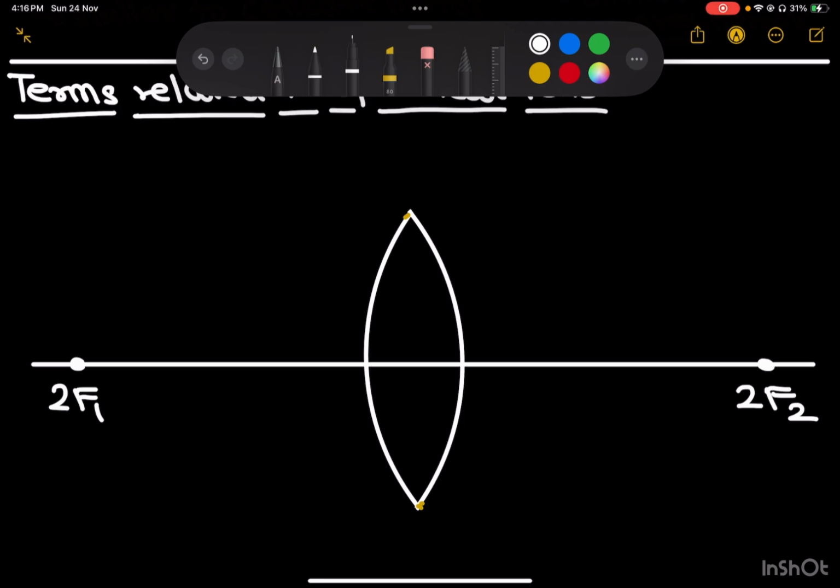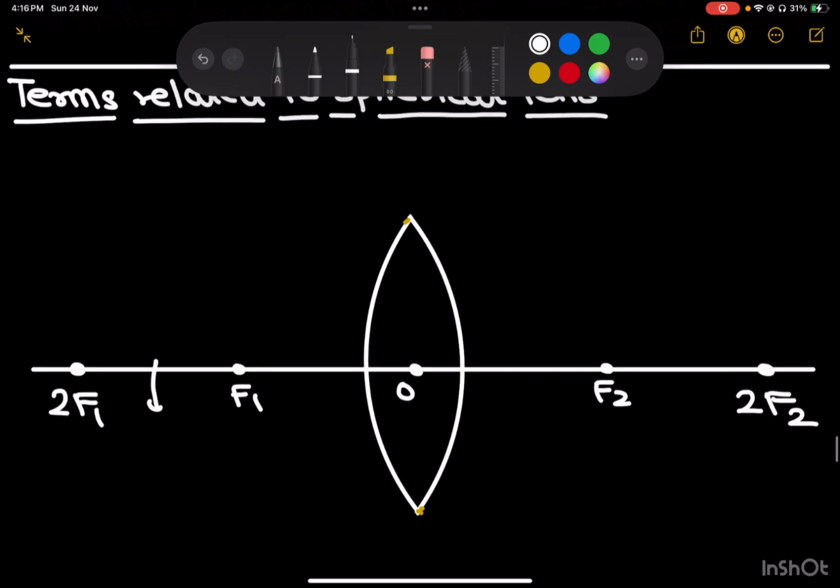So there are two foci. This is 1, this is 2. So F1, F2. Understood? Okay. The center of the lens, the center which is present on the lens, the point, is known as the optical center. Optical center is denoted by O. And an imaginary straight line passing through the two centers of curvature is known as the principal axis. So this is the principal axis. Understood? Okay.